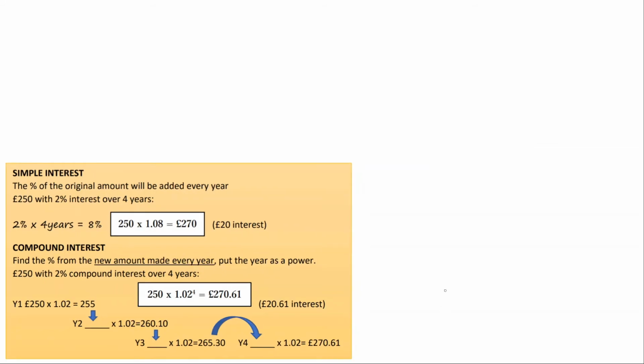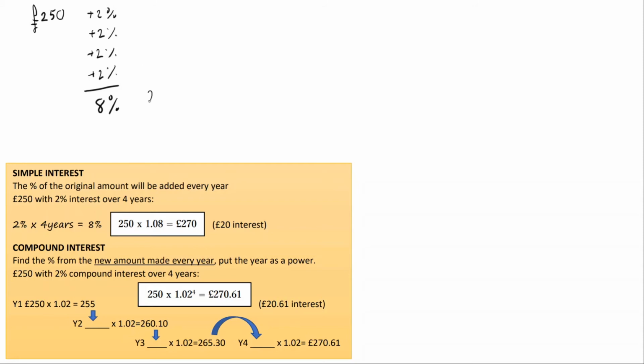Alright, now let's talk about the 2 different types of interest that you can have. So firstly, simple interest. What's going on here is you take your first original amount, and that's the only number that you find a percentage from. So for example, if you have here £250, and over 4 years, each year, you gain 2% interest on this amount, what that means is you'll get 2% of this 250 every year. And as you can see, if you get 2% for 4 years, in the end you'll end up with 8% of this £250.